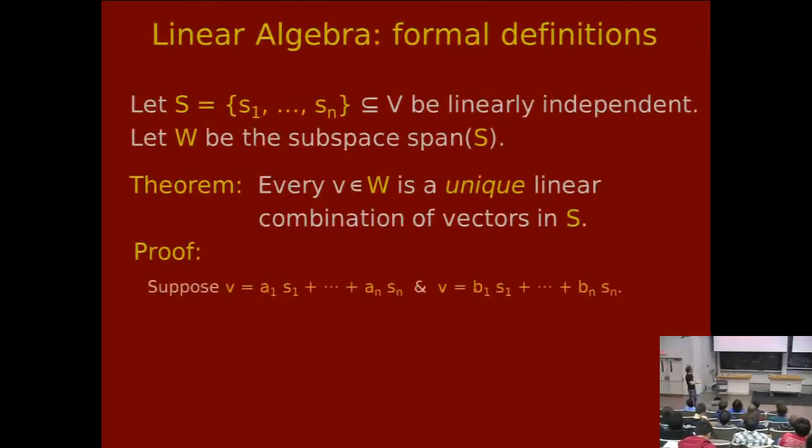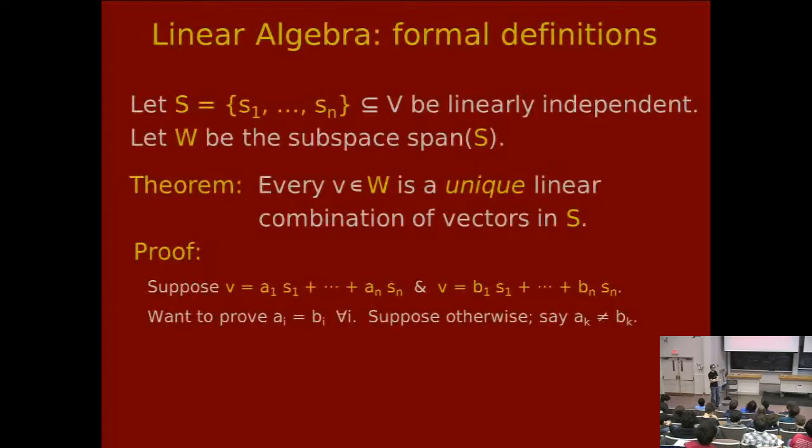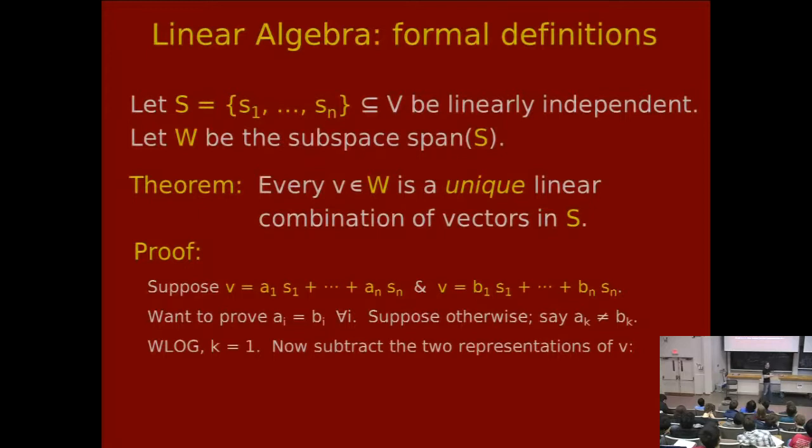Let's say you have some vector v, and there are two different ways to write it as a linear combination of S1 through Sn. Say this linear combination with scalars A and this one with scalars B. Okay, what should be the next step in the proof? Yeah, subtract them. Our task, to show that it's unique, is to show that A1 equals B1 and A2 equals B2 and so forth. So suppose for a contradiction that's not the case, say some AK differs from some BK. Let me assume without loss of generality that it's A1 that's different from B1.